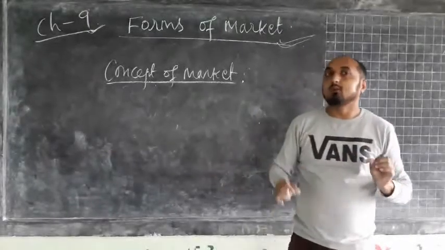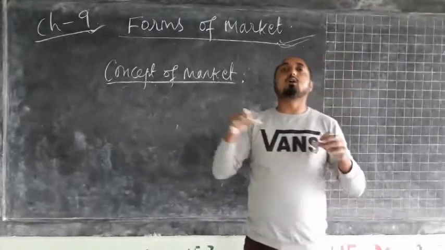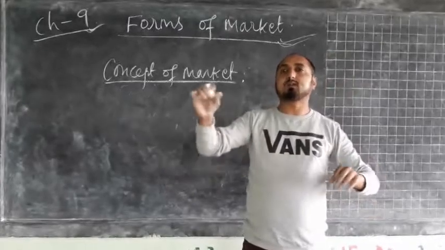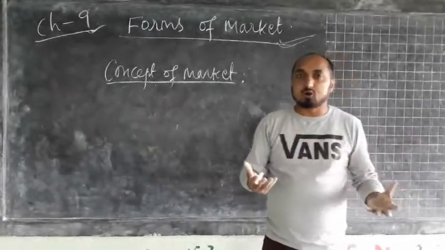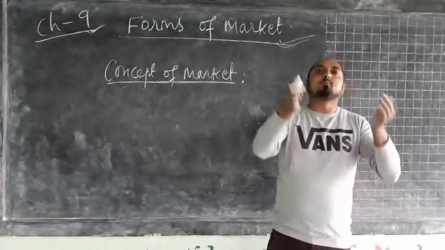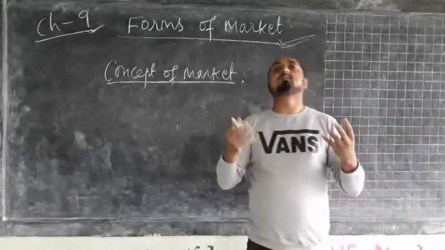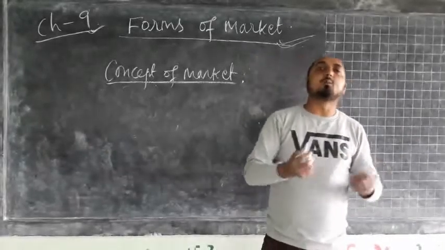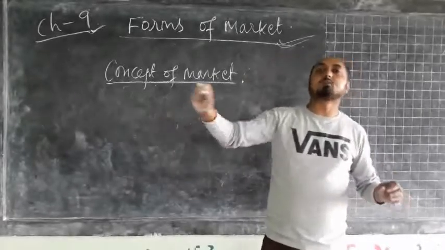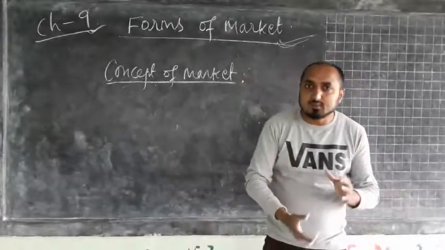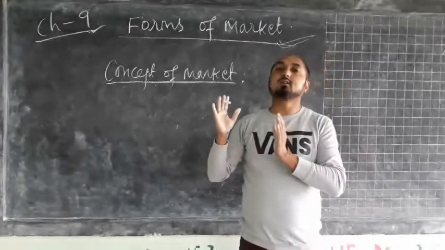Why is this so? Because in order to make a deal or to contact buyer and seller, some particular place is not required. Because of online shopping, Amazon.com, Flipkart, Myntra.com, we can purchase any commodity just by sitting at home. No need to go to a particular place to make any deal. So now the concept of market has totally changed.